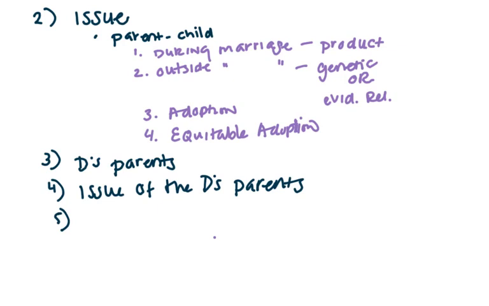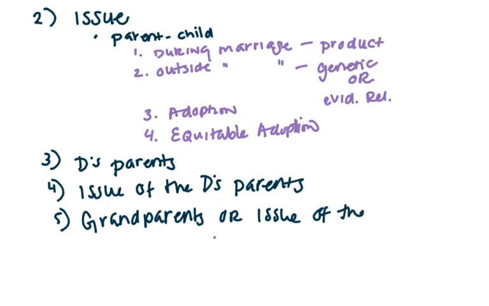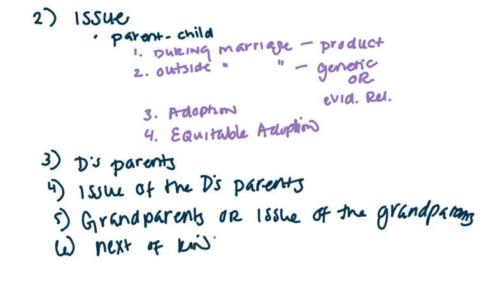If there are no issue of the decedent's parents, then it would go to the grandparents of the decedent or the issue of the grandparents. And if there's no grandparents, it would just go to the next of kin, the next closest relative. And if this person has no relatives, then the property goes to the state.